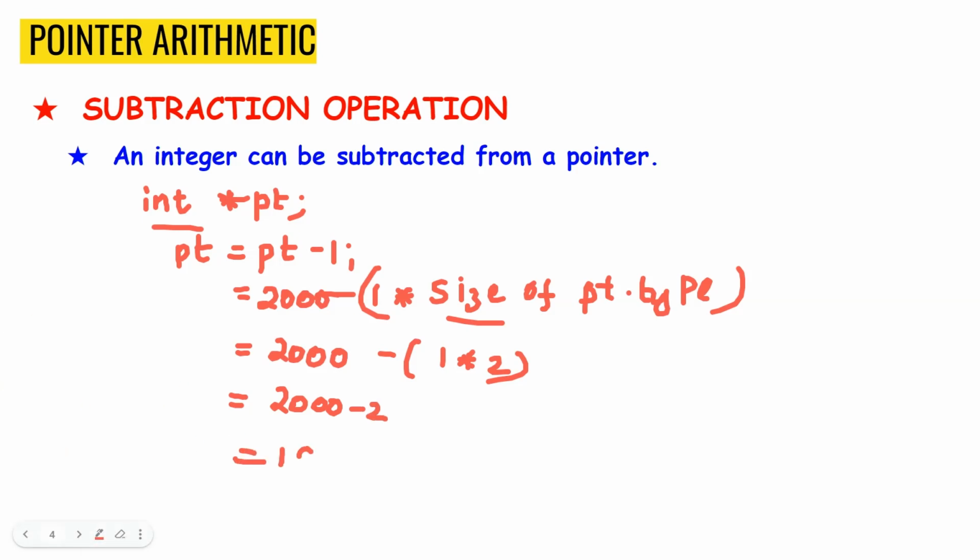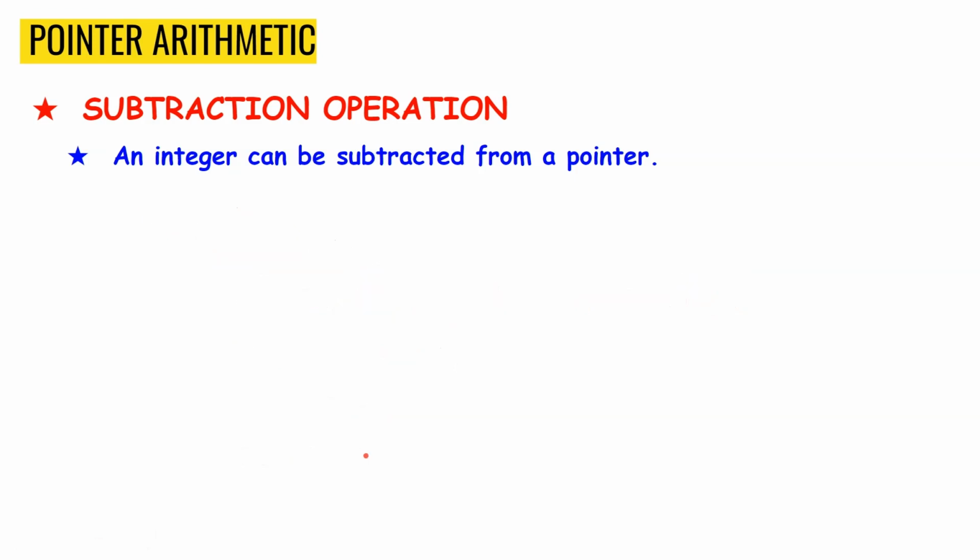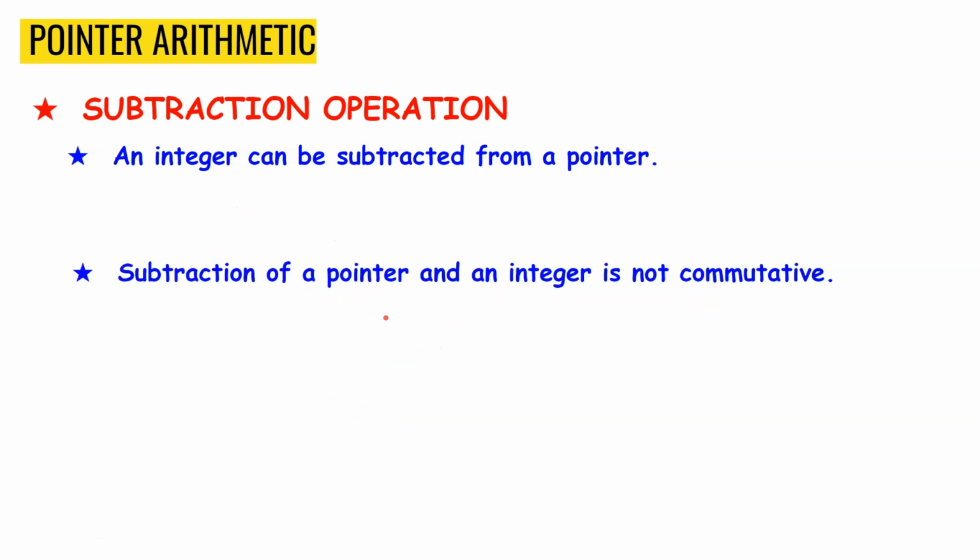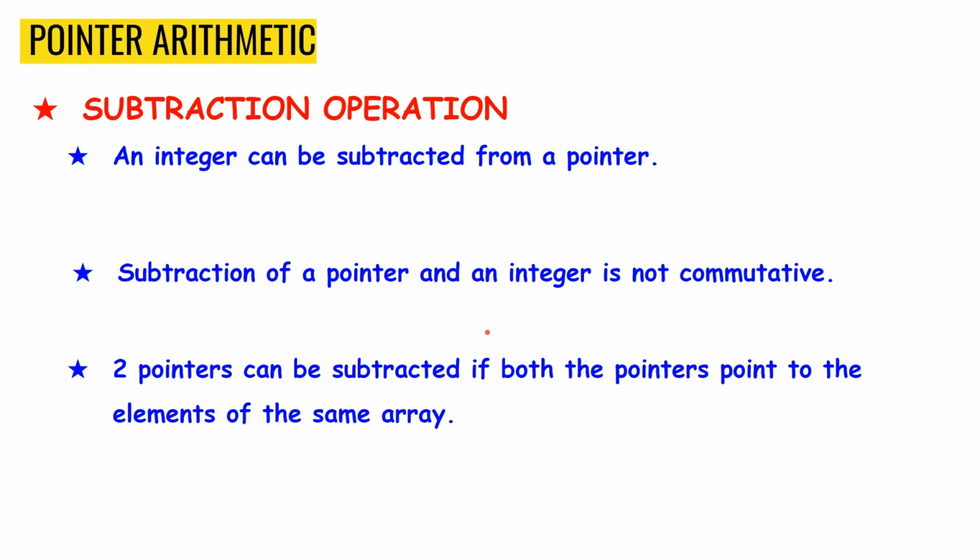The second rule is that subtraction of an integer and a pointer is not commutative. That is, pt - 1 is not the same as 1 - pt. The third rule is that two pointers can be subtracted if both the pointers point to elements of the same array. We cannot perform the addition operation on two pointers, but subtraction is possible if both pointers are pointing to elements of the same array.